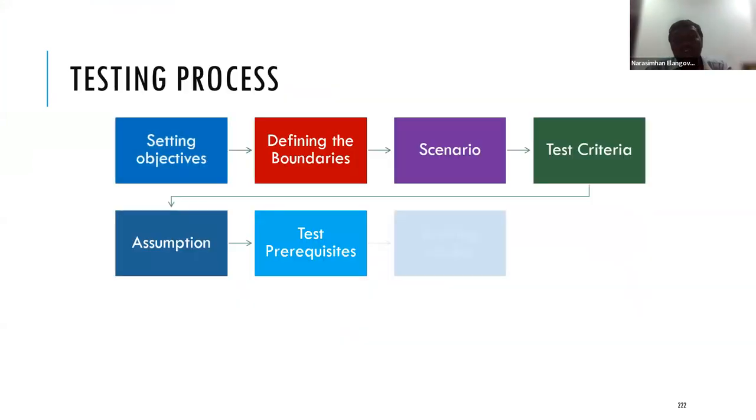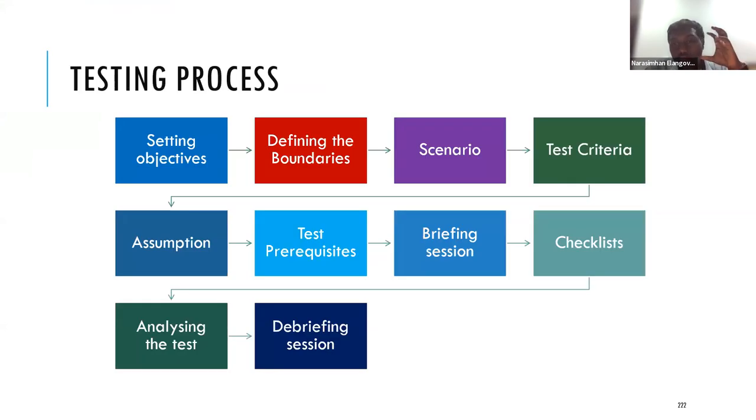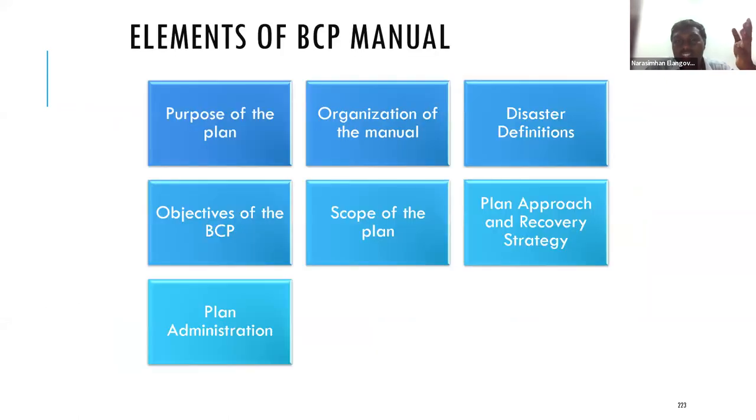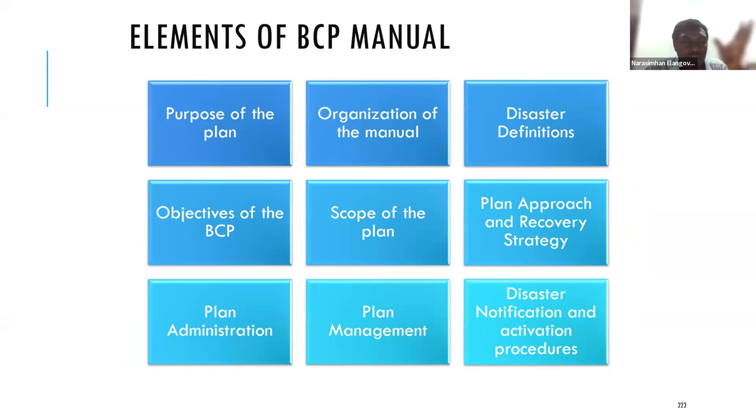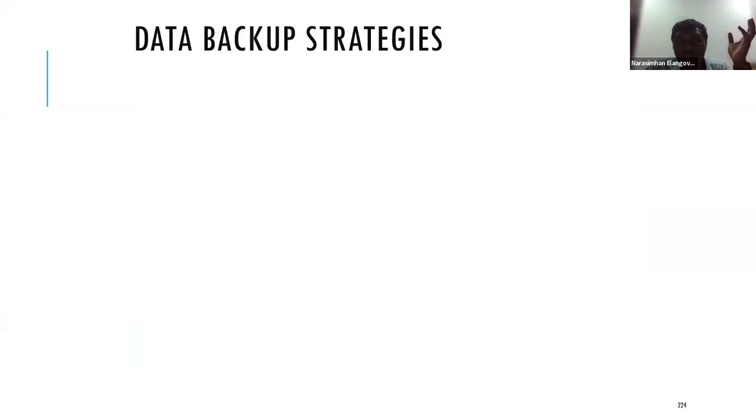Now, this is very important. What are the various types of testing which can be done? Right? You do what is called a checklist based test, or a simulation test. That's typically what you do for business continuity, right? And these are a few examples of contents of a BCP. Again, you can probably spend some time and go through it.